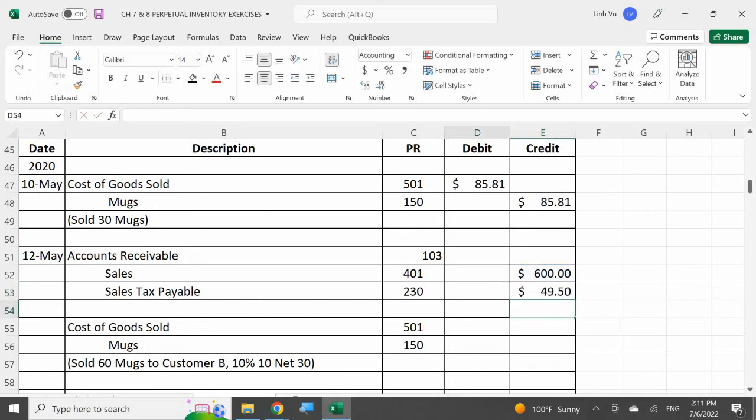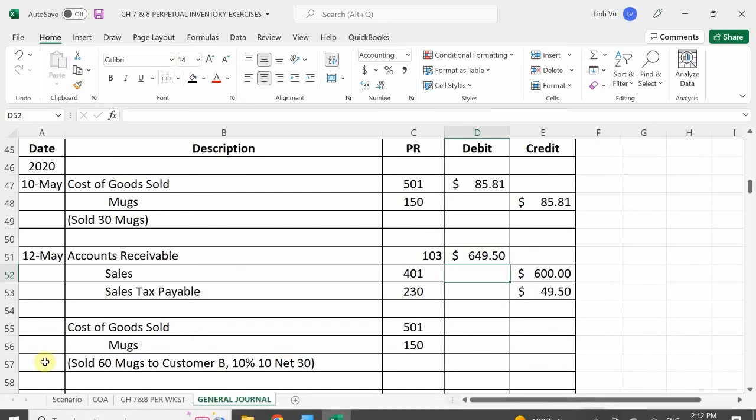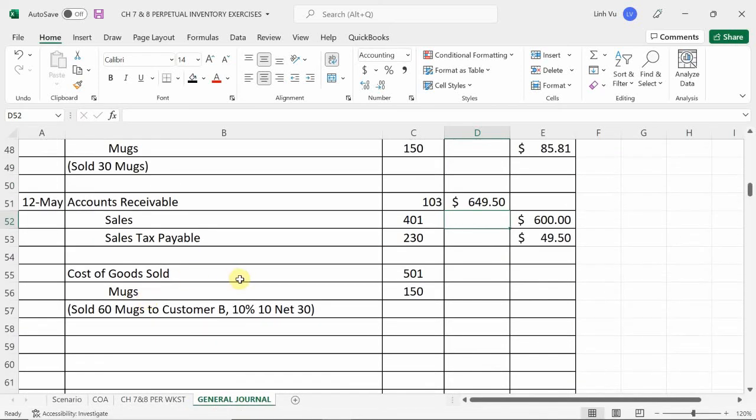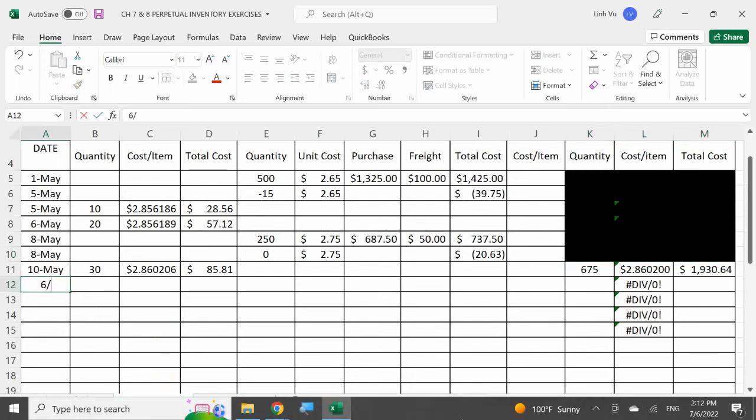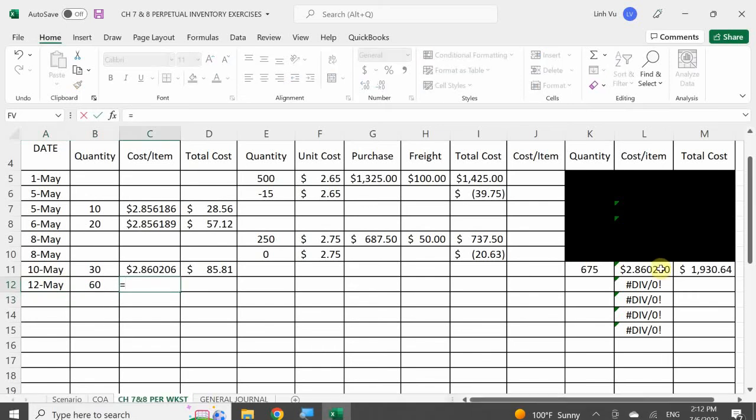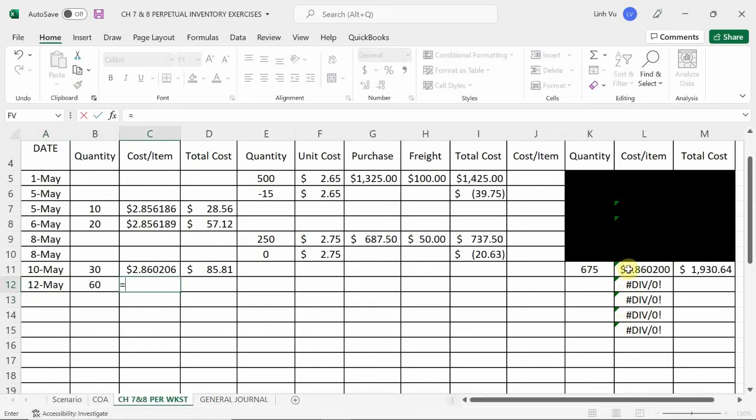Okay. Giving me a grand total that they owe me to be $649.50. Right? And now we need to calculate the cost of goods sold once again. So this time I have sold 60 mugs at $2.860200.